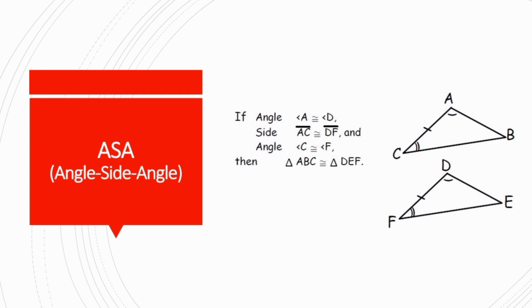For example, given triangle ABC and triangle DEF, as we can observe in the illustration, angle A is congruent to angle D. Line segment AC is congruent to line segment DF, and angle C is congruent to angle F. Therefore, we can say that triangle ABC is congruent to triangle DEF.